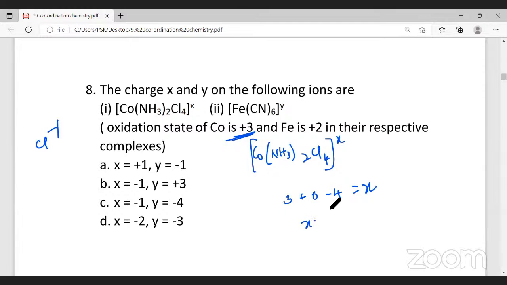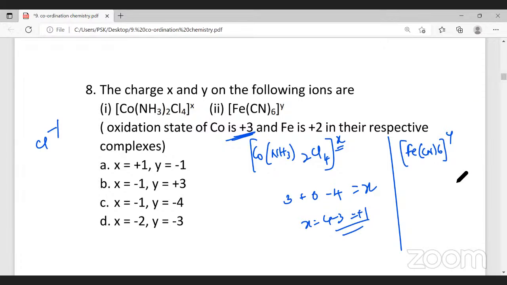So what will be X now? X will be 4 minus 3. It will be +1. The charge X is +1. So what will be Y in case of this complex? Fe(CN)6, and Y. Tell me, the charge on this ion, they've given it as Y. Cyanide is what type of ligand?